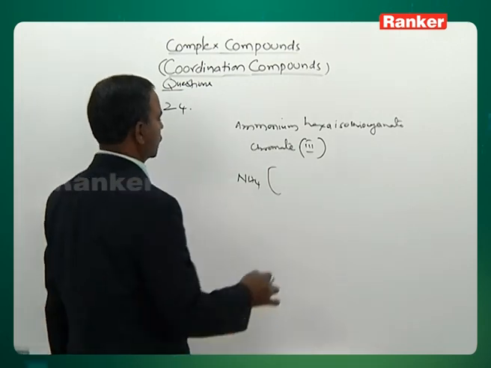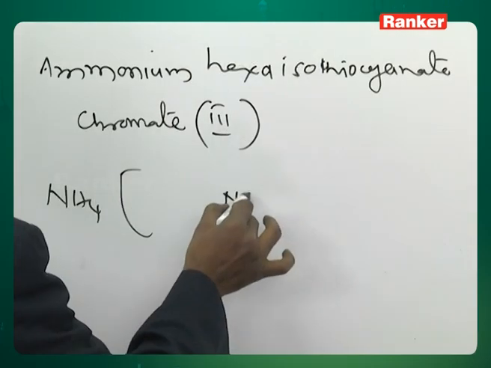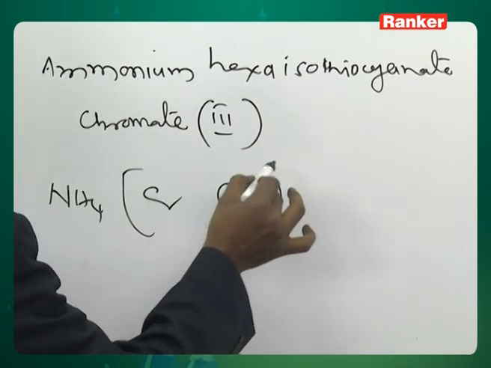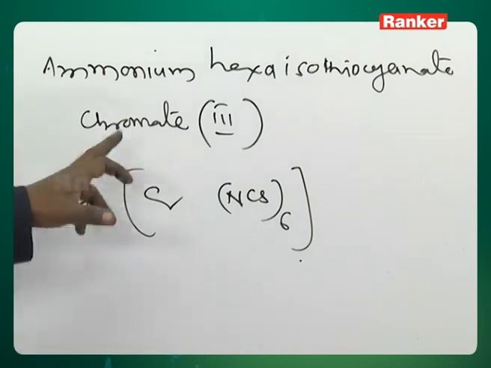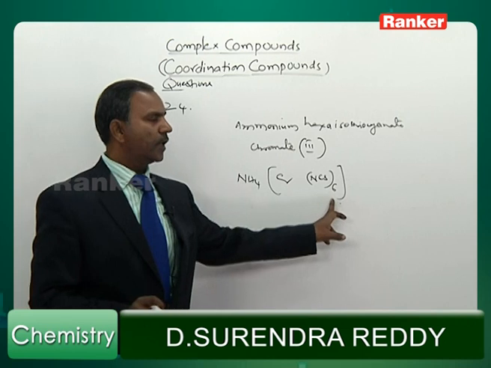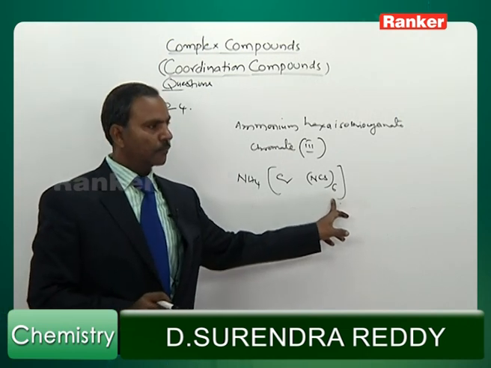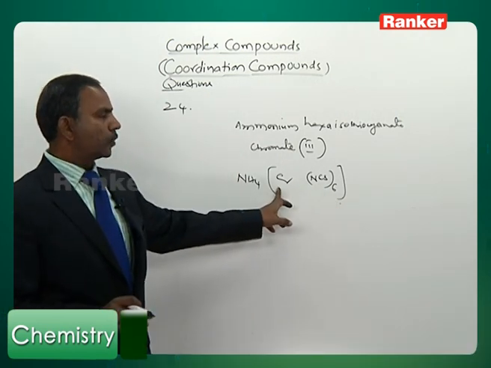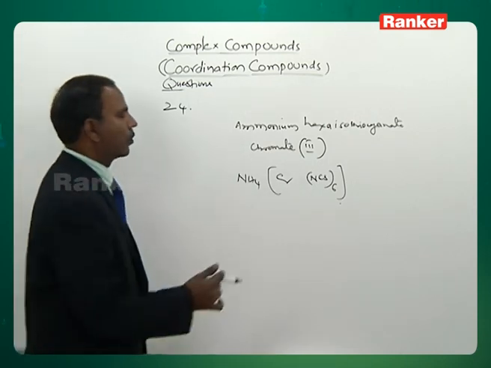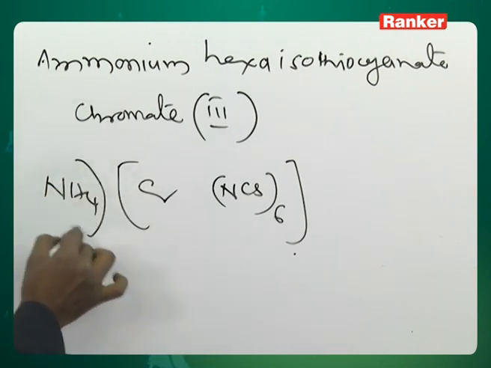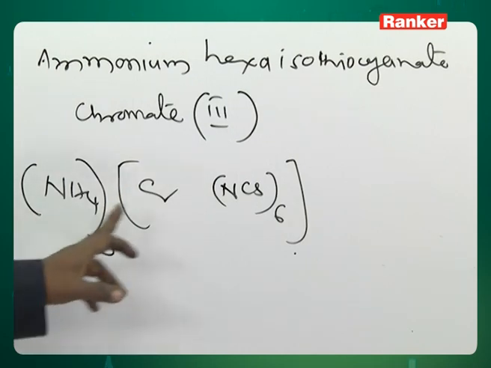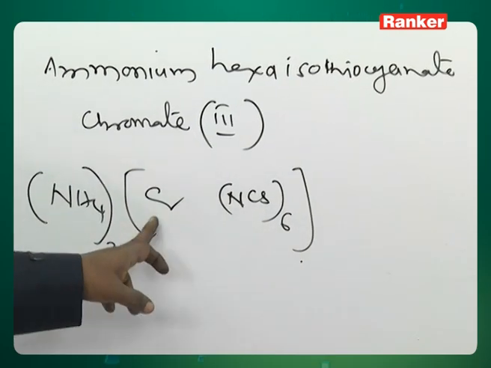Next, hexaisothiocyanato, NCS, let me write, hexa, chromium. Then we have to make it chromium(III). How many negative ligands are there inside? 6. But chromium should be plus 3. There should be at least 3 cations outside the coordination sphere. The cations should be 3. Therefore, ammonium 3, then ammonium hexaisothiocyanatochromate(III).